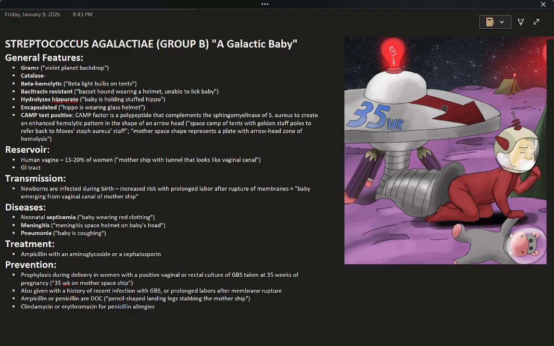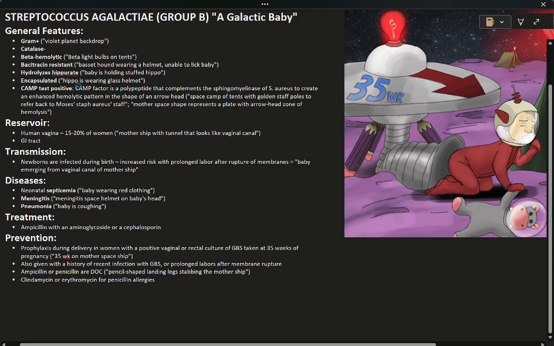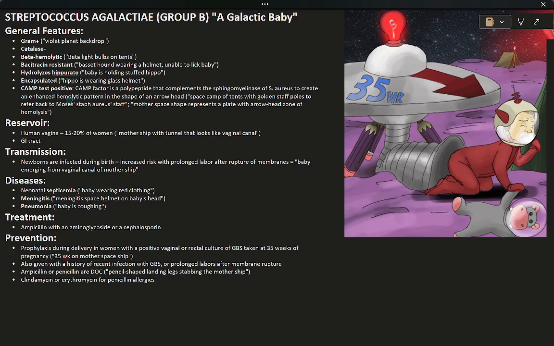So right over here we have this arrowhead zone of hemolysis, and that's why it's colored red. So just remember that CAMP is an important factor in that it creates an enhanced hemolytic pattern in the shape of an arrowhead, and also complements the sphingomyelinase of Staphylococcus aureus.